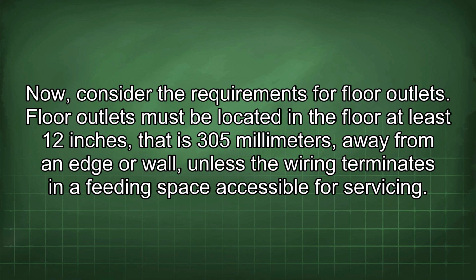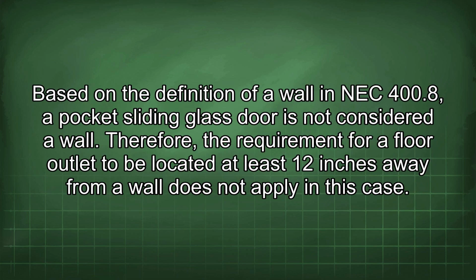Now consider the requirements for floor outlets. Floor outlets must be located in the floor at least 12 inches, that is 305 mm, away from an edge or wall, unless the wiring terminates in a feeding space accessible for servicing. Based on the definition of a wall in NEC 400.8, a pocket sliding glass door is not considered a wall. Therefore, the requirement for a floor outlet to be located at least 12 inches away from a wall does not apply in this case.